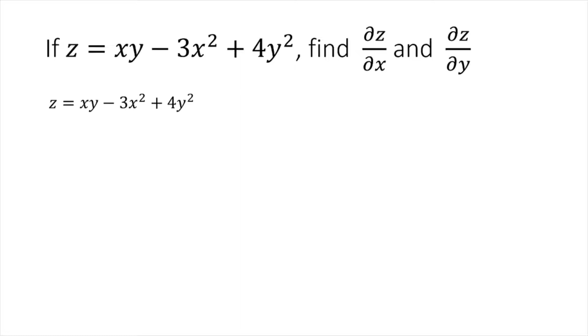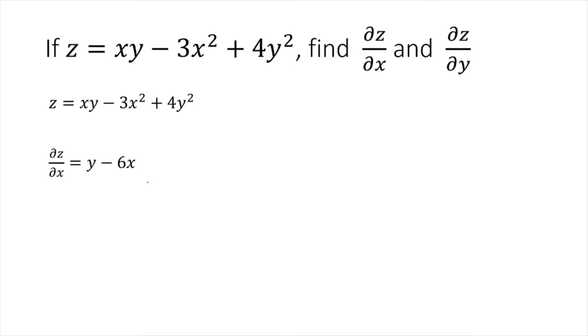This will give us, for the first term, y is constant, so derivative of x with respect to x is 1. 1 times y, we get y, first term. And then 3x squared, derivative with respect to x, so 2 times 3, that's 6x, plus, since y is constant, this whole term, its derivative is 0. So this is now our partial derivative of z with respect to x.